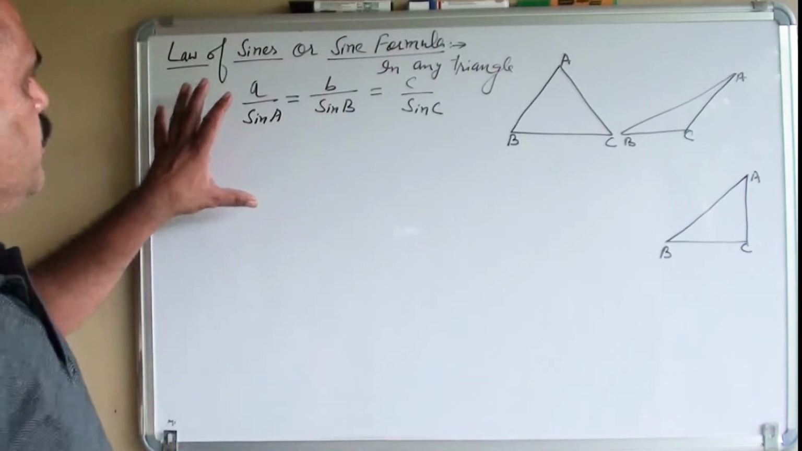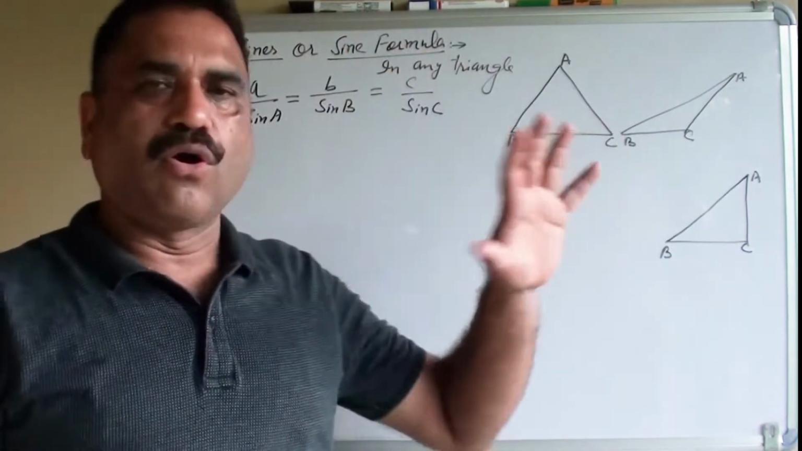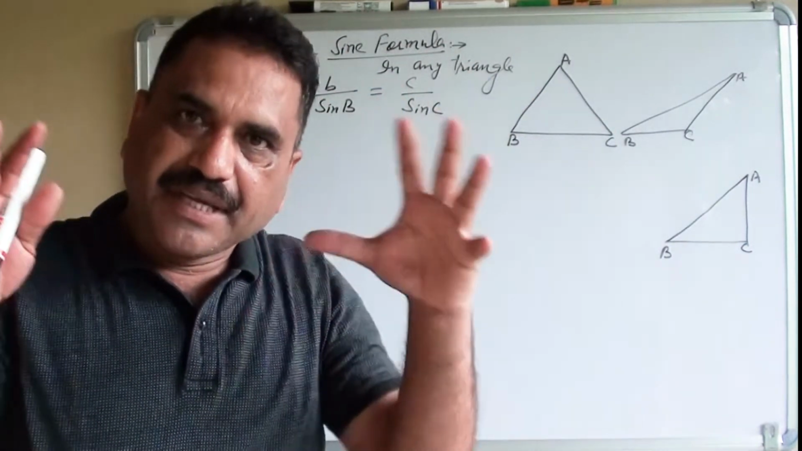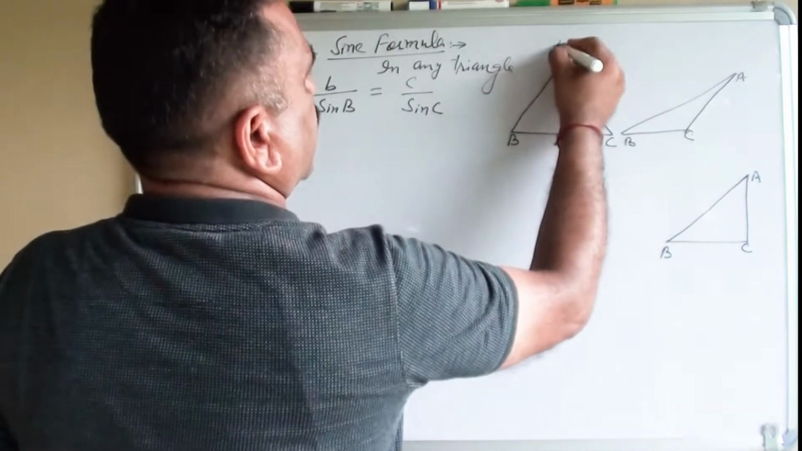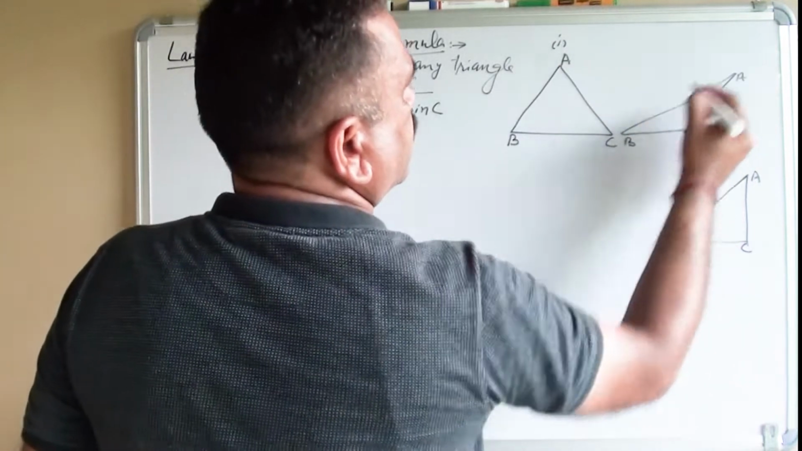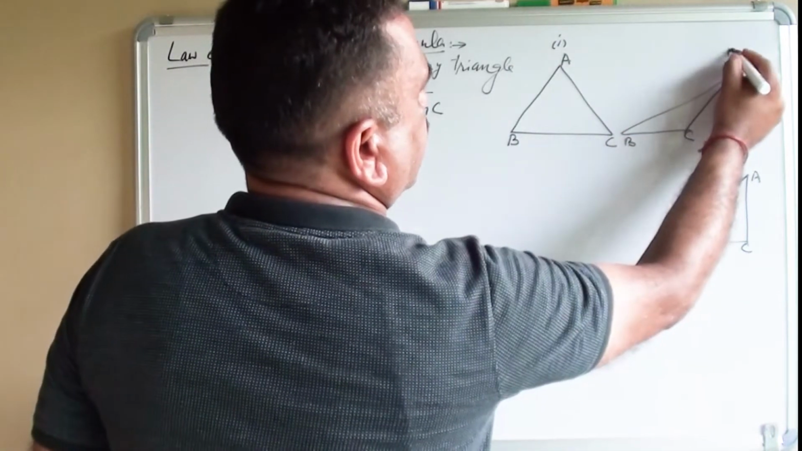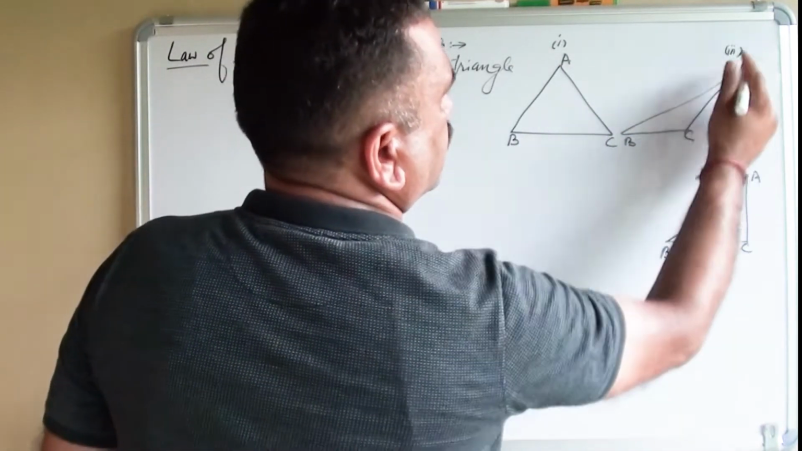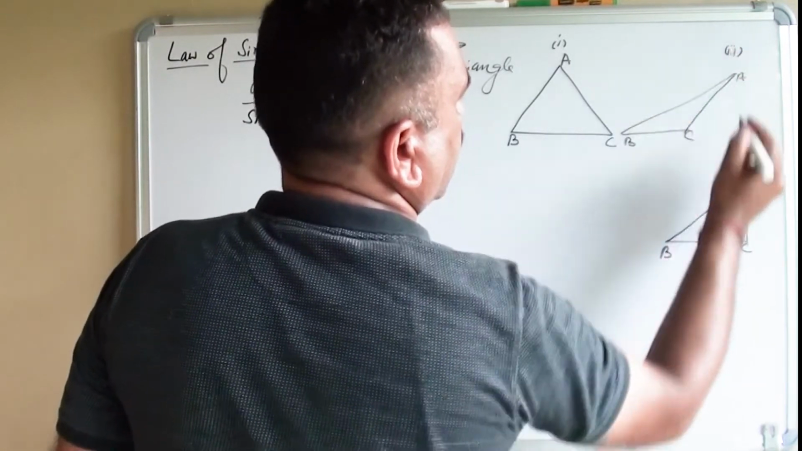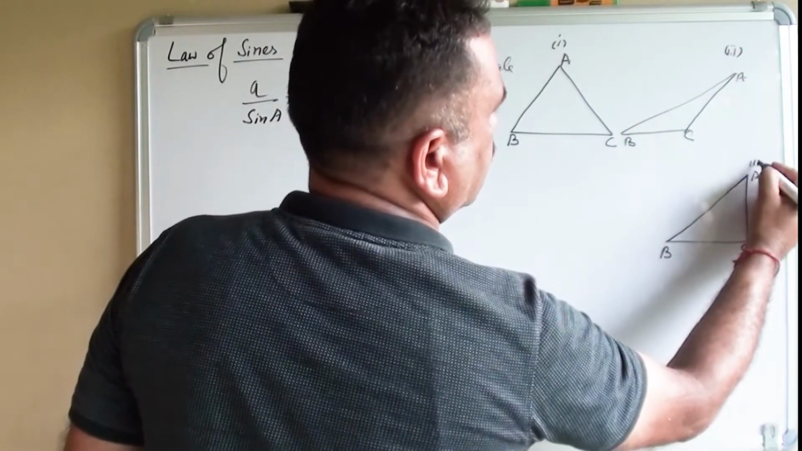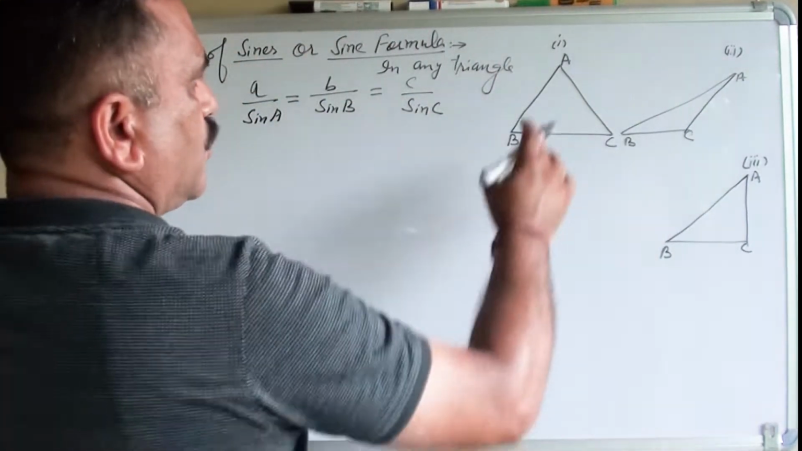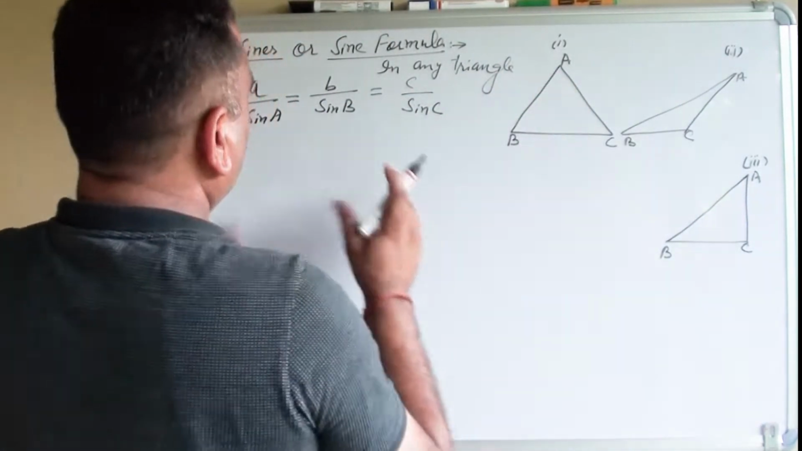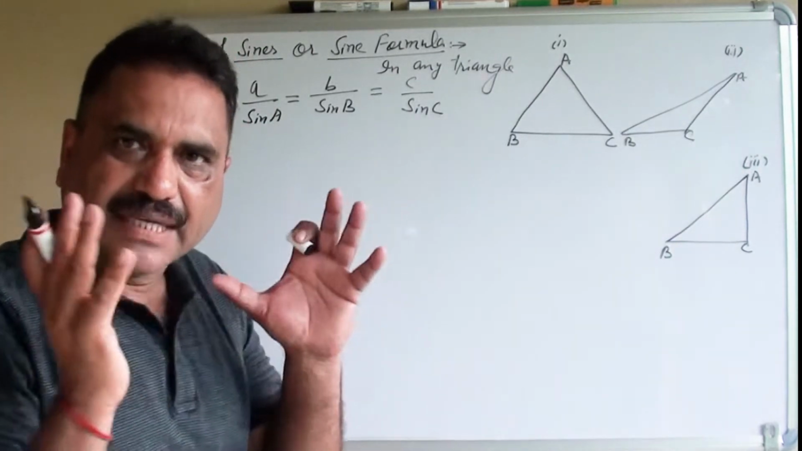So we have to prove this sine formula for any triangle, that may be acute angle, that may be obtuse angle. This is the first, acute, this is the second, obtuse, and third is right angle. So to prove this sine formula, we have to do a construction.